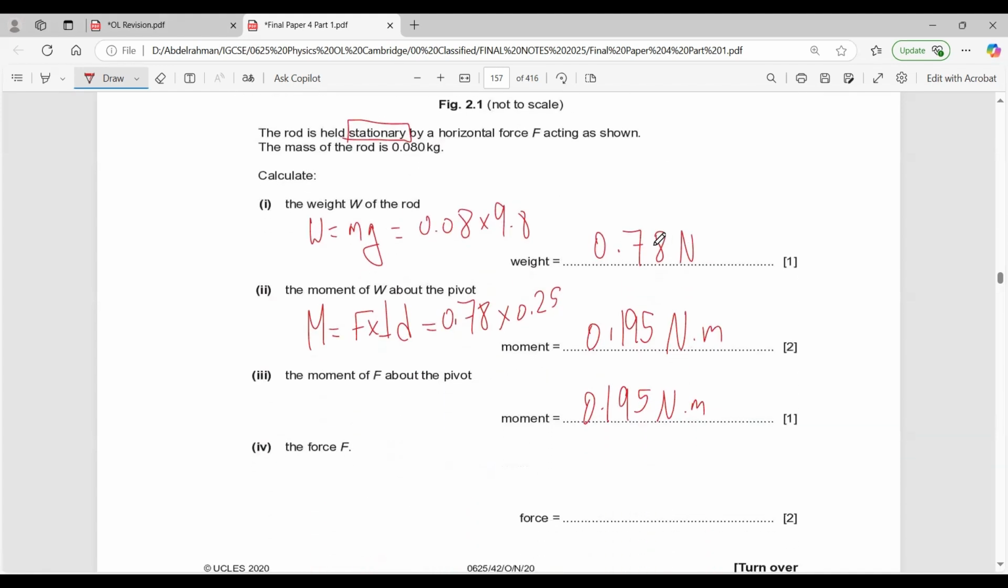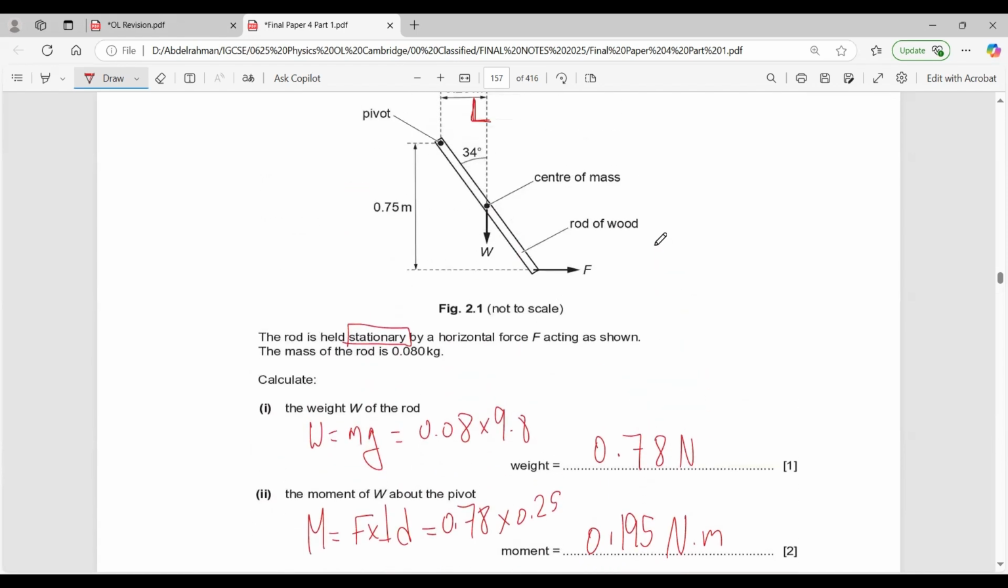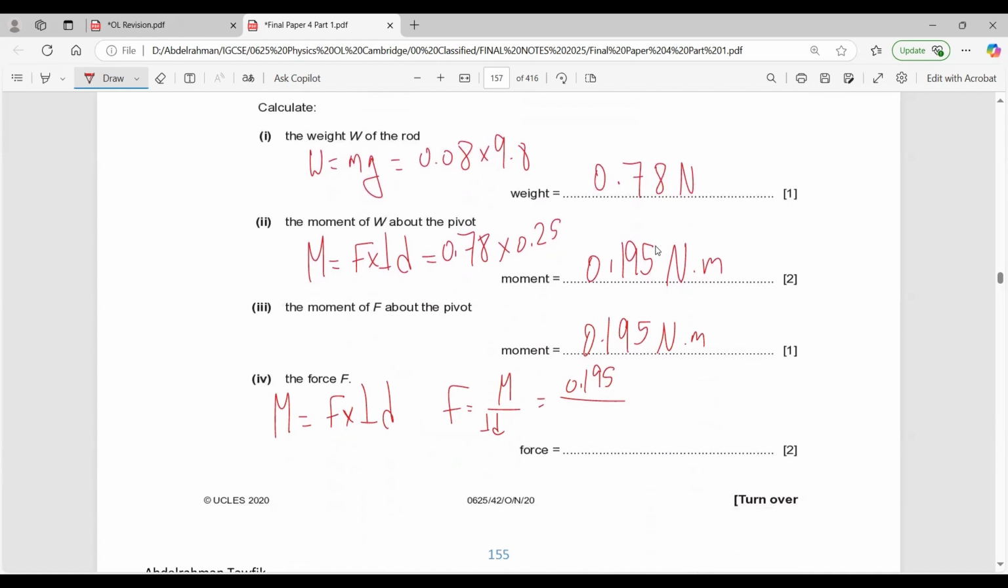Can I find the force F? Yes, because moment is equal to force times perpendicular distance. To find F, it would be moment over perpendicular distance, which is 0.195 over the distance. The perpendicular distance of F is 0.75. Divided by 0.75 would be 0.26 newtons. I guess that's easy.